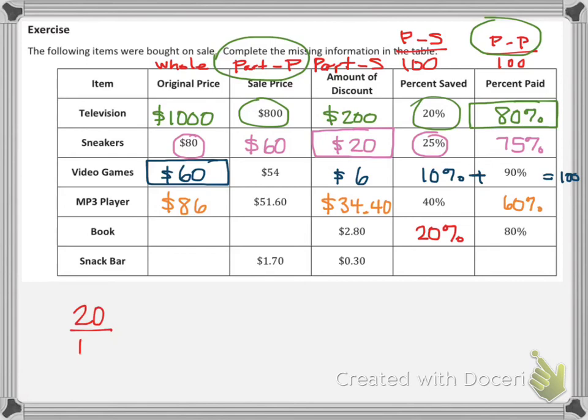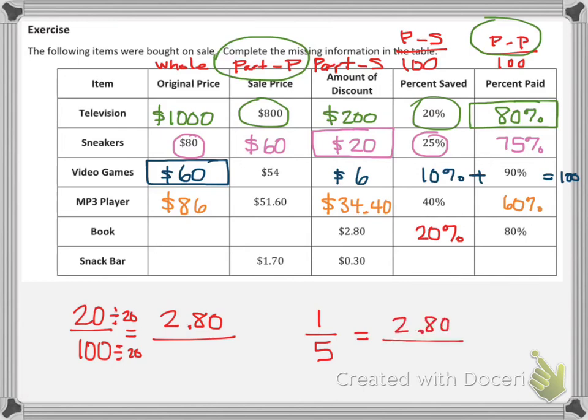20 per 100 equals, that is a part that I save, the amount of discount, so that $2.80 goes on the top. $2.80 on the top. I'm trying to find the original price, which is a whole. Okay, let's see. I'm going to simplify this by dividing each by 20 again. And when I do that, I'm going to get 20 divided by 20 is 1, and 100 divided by 20 is 5, and that's equal to $2.80 over something.